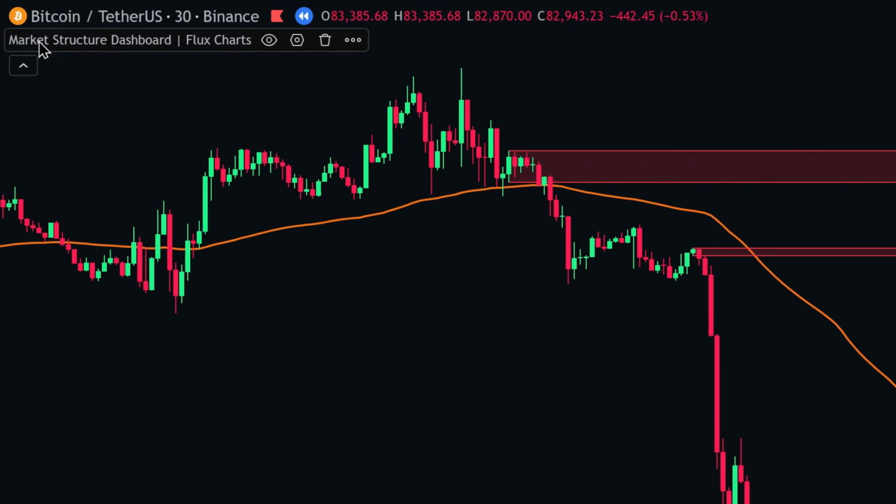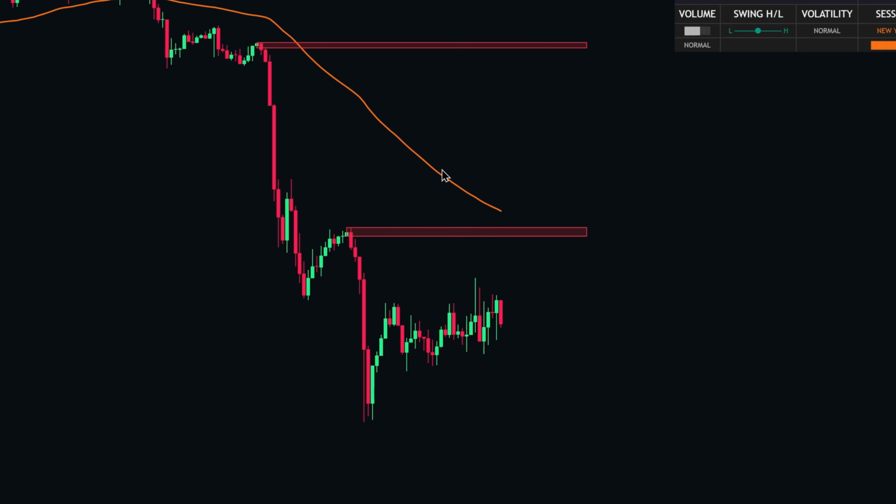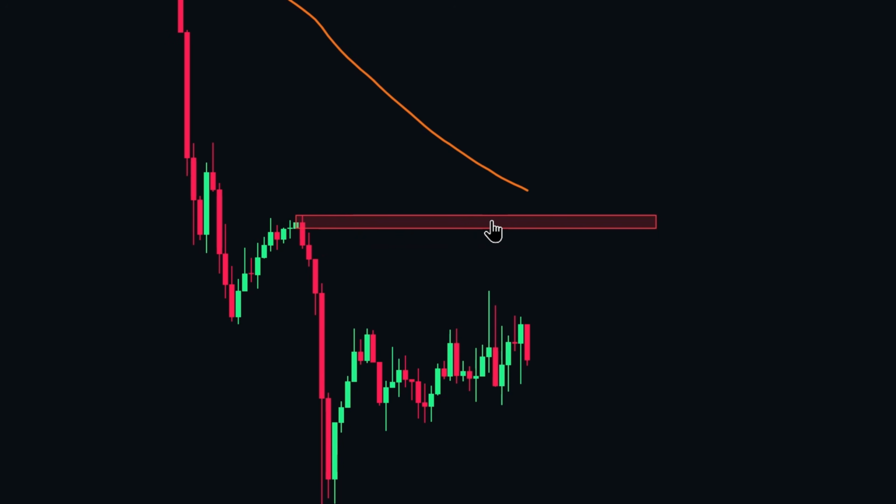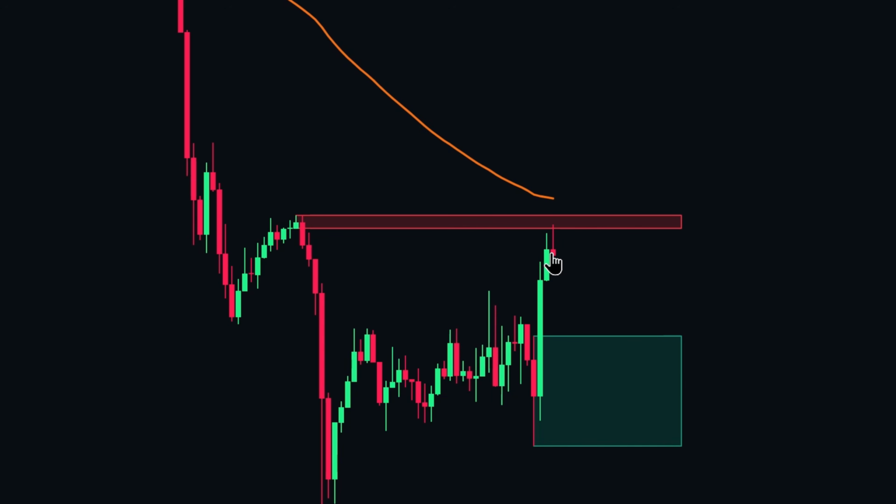For the sell trade, we are on the Bitcoin chart using the 30-minute time frame. The first thing we check is the trend using the 100 EMA. We want to confirm that price is trading below the 100 EMA line, which indicates a bearish market. As we can see, price is clearly below the EMA, confirming a bearish bias. Next, we identify a bearish order block. This red zone on the chart represents a bearish order block detected by the indicator. We do not enter immediately. Instead, we wait for price to retrace back into this zone. Now we can see price moving back up and trading inside the bearish order block.